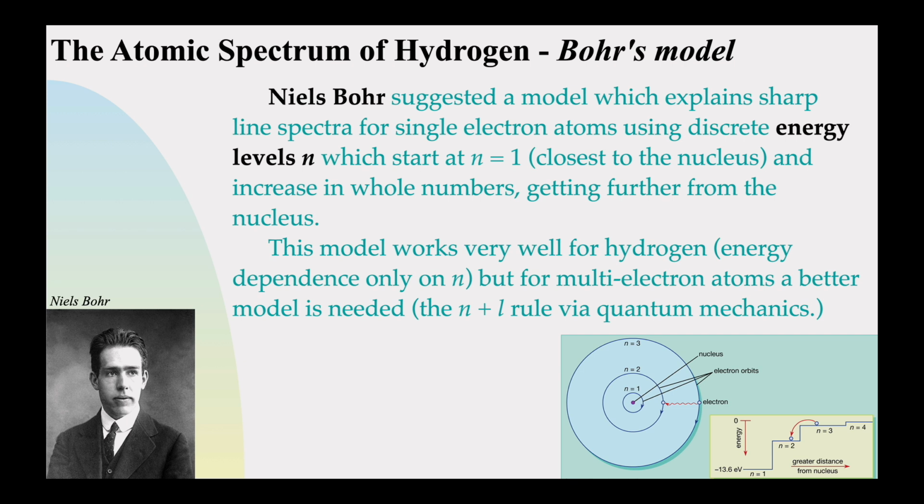Bohr's model still works today really well for hydrogen and things with single electrons. When you get to elements with more than one electron, for example carbon or sodium, you need a different model. In the lecture, we're going to talk about what's called the N plus L rule, where the energy is dependent on more than N. But for here and now, Bohr's model works really great for hydrogen, and that's what we're going to look at. We're going to look at the hydrogen emission spectrum and see how this all works out. Again, realize that if you get past hydrogen, you may need other kinds of rules, but for hydrogen, it works out really well.